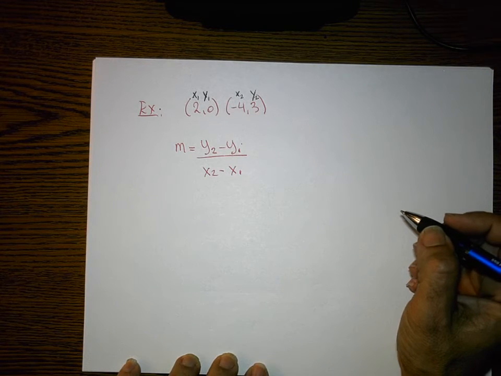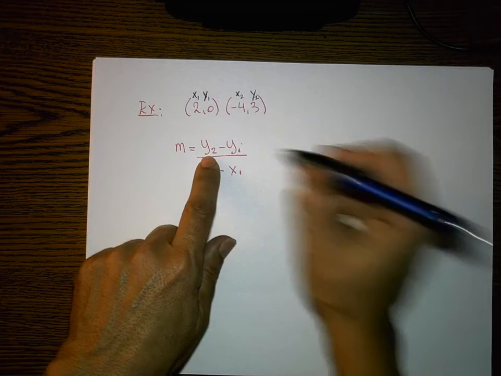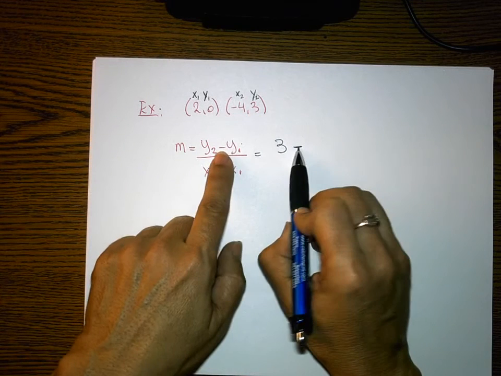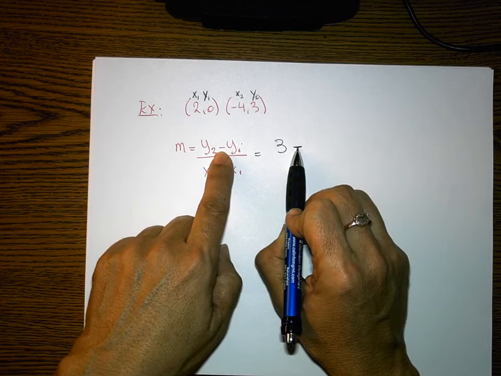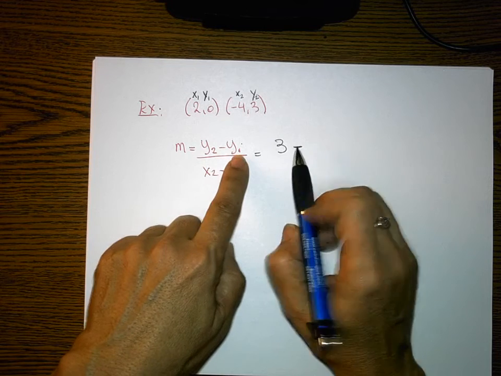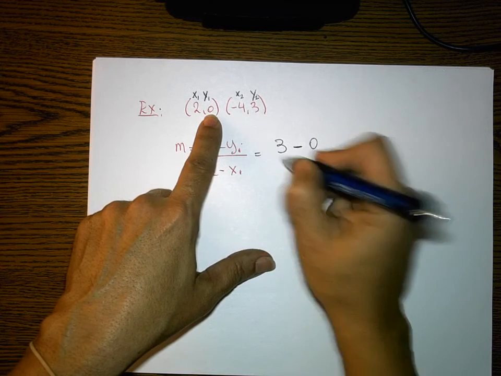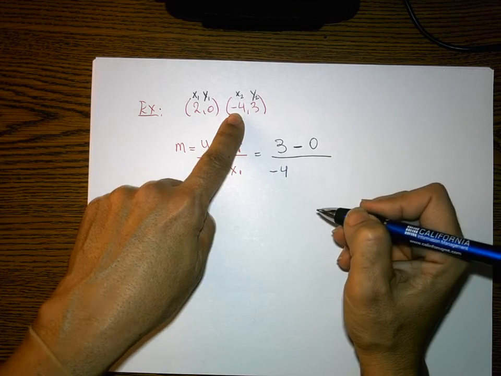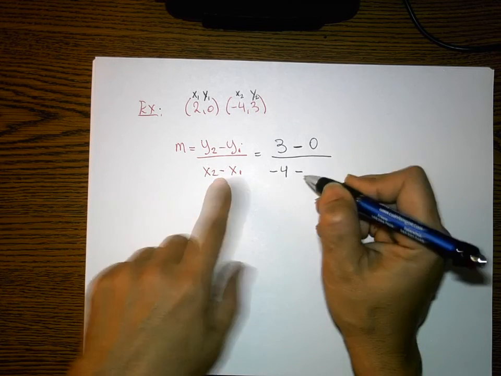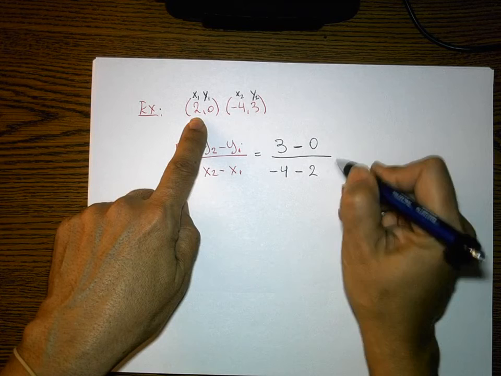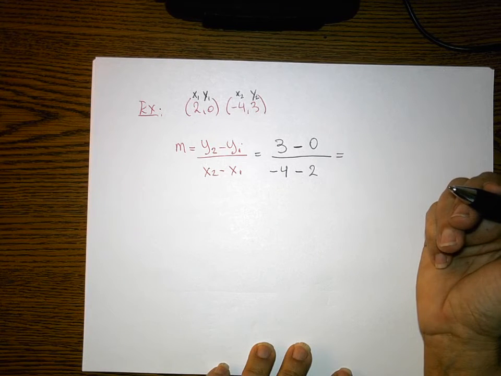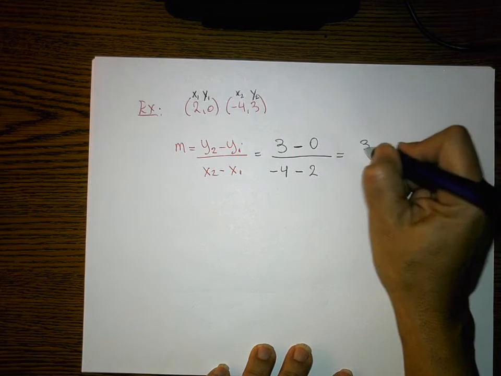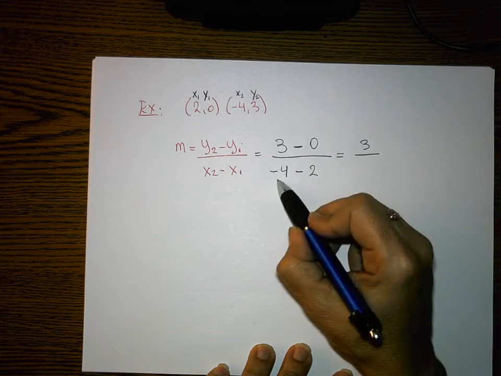So y2 will be a 3, minus. Now this minus is part of my formula. It always has to be there. Minus y1, which is a 0. And then I do x2, which is a negative 4, minus my x1, which is a 2. Take a second and look at it. What is 3 minus 0? 3, good job. What is negative 4 minus 2?